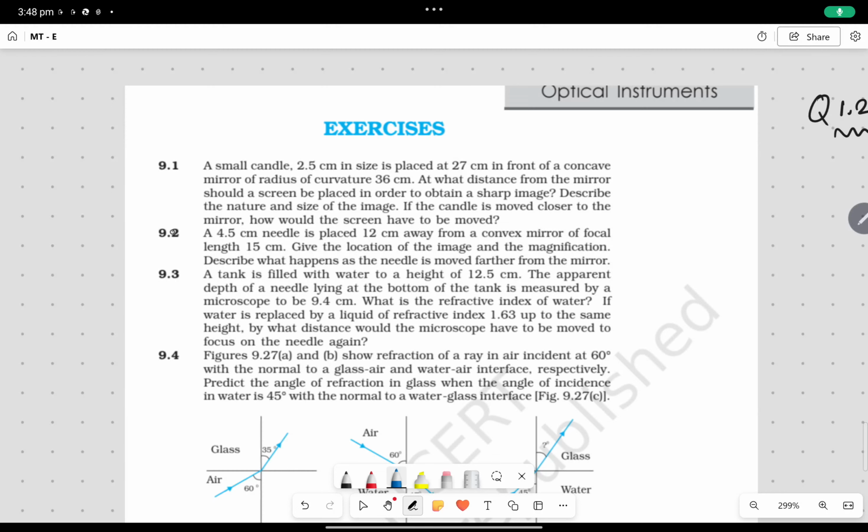So this is question number 9.2, and the question says, a 4.5 centimeter needle is placed 12 centimeter away from a convex mirror, right? The focal length is 15 centimeter. Give the location of the image and the magnification. Describe what happens as the needle is moved farther from the mirror.